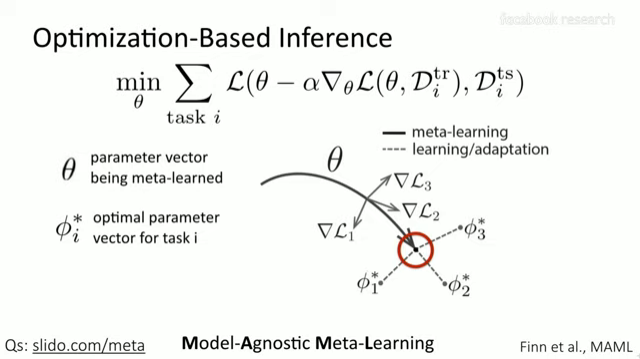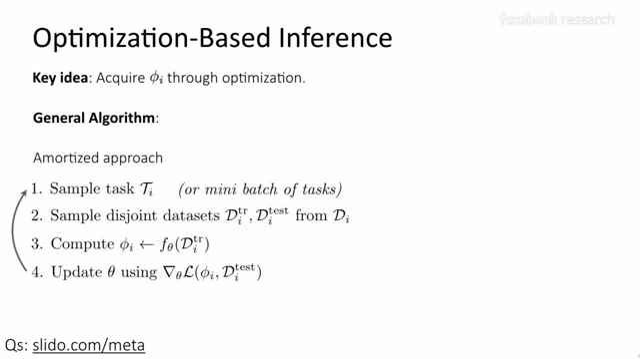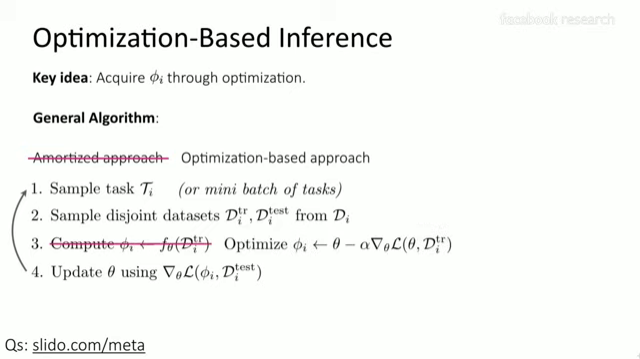OK, so now that we've gone through the objective again, let's go through what actually the algorithm looks like. We can take the algorithm that we showed before for the black box adaptation approach, and we want to derive the algorithm for an optimization-based approach. What we can do is simply replace step 3, that's inferring the parameters with the neural network, with a step that's actually optimizing for the parameters, in this case through gradient descent. So we'll sample a task, sample disjoint data sets for that, infer parameters with gradient descent on the training data, and then update our meta-parameters using the test data points.